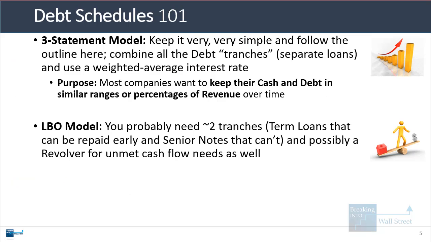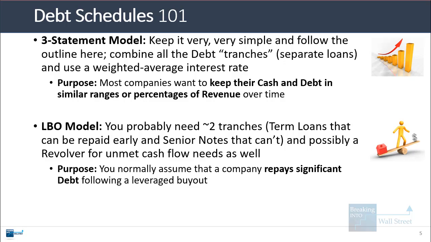Now, the second scenario is for an LBO model, and here you are probably going to need at least 2 tranches of debt. One for term loans or other types of senior debt instruments that can be repaid early, and then another tranche for something like senior notes or subordinated notes or mezzanine that cannot be repaid early. And you might also have a revolver for unmet cash flow needs. For example, if the company needs to borrow extra simply to fulfill some of its mandatory repayments.